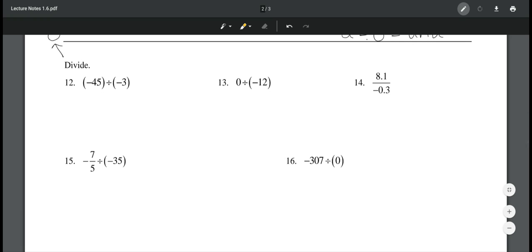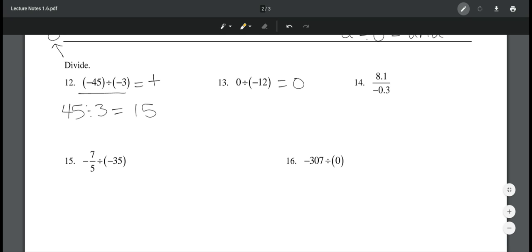Now, when we divide, check your rules first. You are dividing 2 negative numbers, so your outcome is going to be positive. Now, I simply divide the numbers. What is 45 divided by 3? It is 15. So my answer is positive 15. 0 divided by any number is just 0.